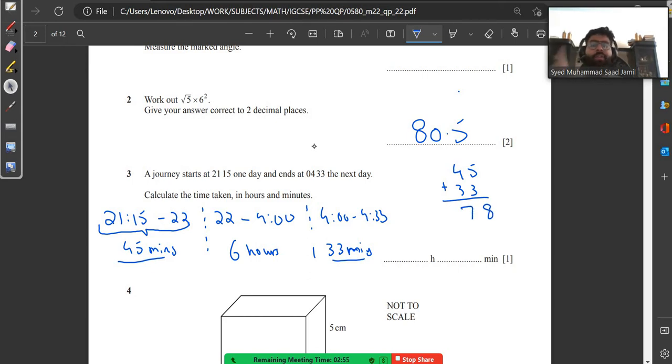Now we will convert this. We will take 1 hour from these 78 minutes. So 1 hour has 60 minutes. So you subtract 60, you get 18 minutes. And this 60 becomes 1 hour. So you add this 1 hour to 6 hours. So your total hours are now 7 and your minutes are 18. Any confusion?